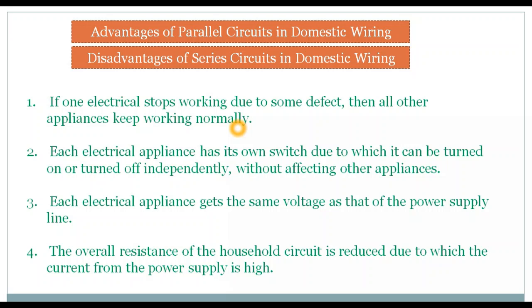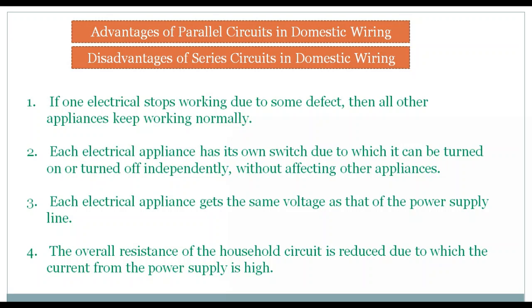But it happens opposite in case of a series circuit. If one electrical appliance stops working due to some defect, all other appliances stop working in case of a series circuit. Okay, because there we are joining the appliances end to end. That means if one of the bulbs gets blown off, the whole circuit will get broken, and that is why bulbs will not glow. Okay.